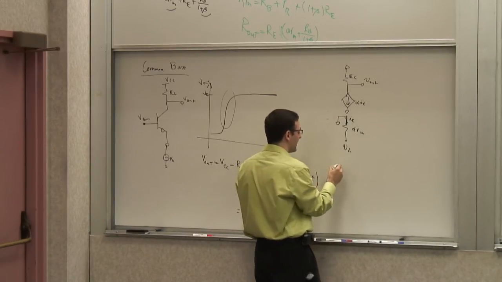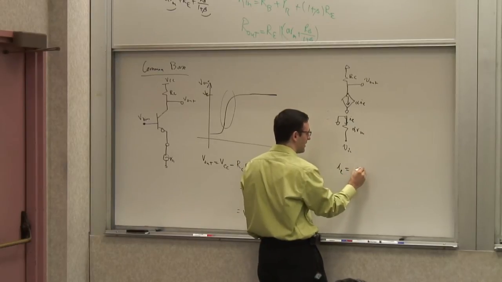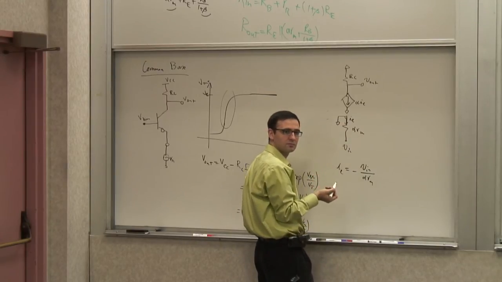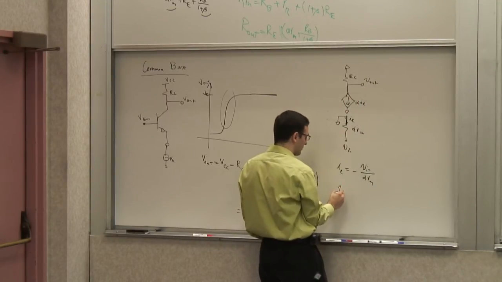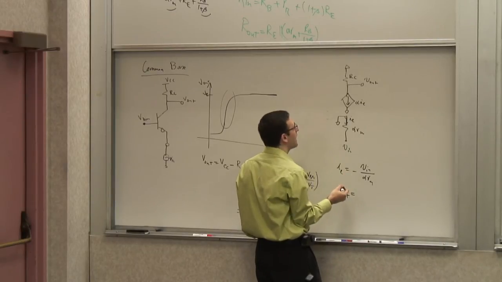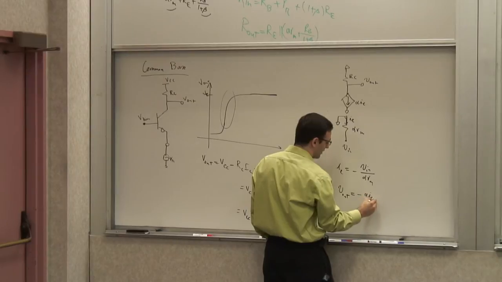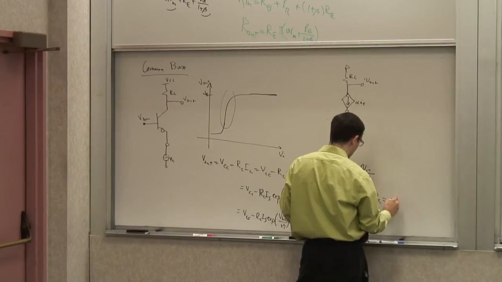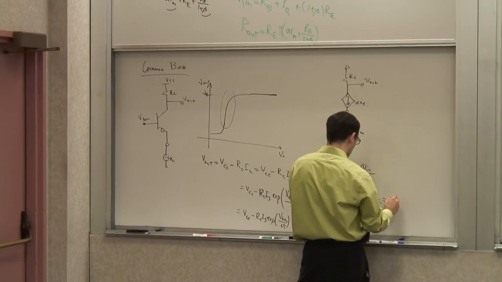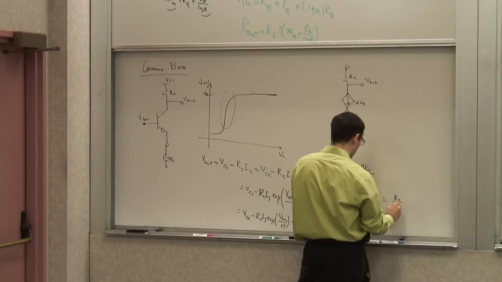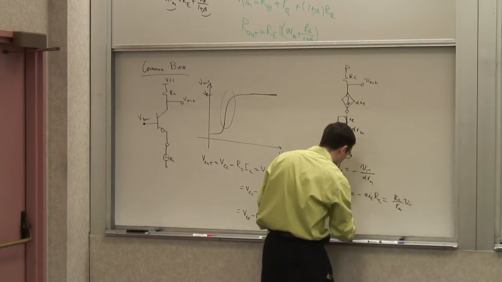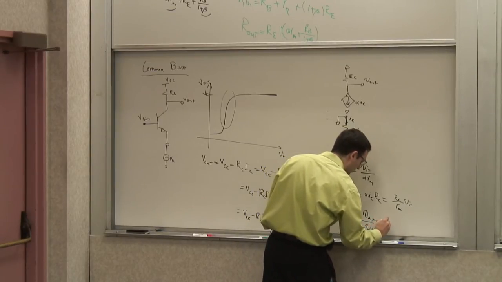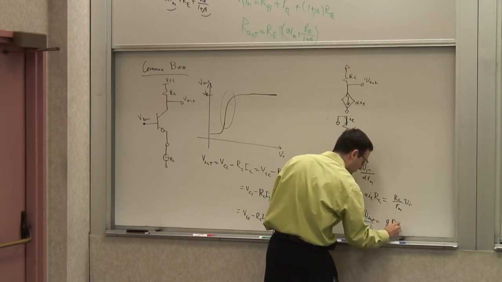Okay. So what is IE? IE is minus Vπ divided by alpha rπ, this voltage divided by that resistor. Right? And what is Vout? Vout is minus alpha IE times RC. So the minus signs cancel, alphas cancel, I get RC over rπ and Vπ. Therefore, AV, the voltage gain, is gm RC.